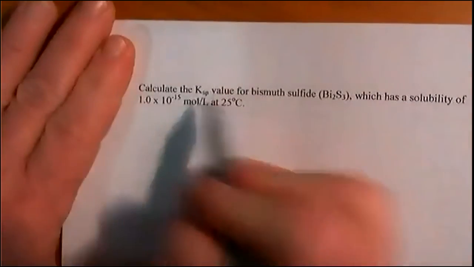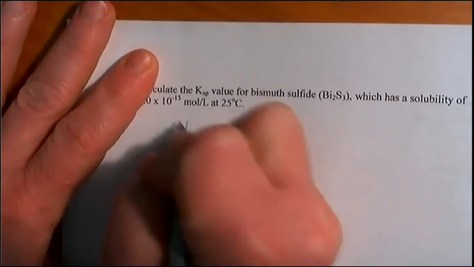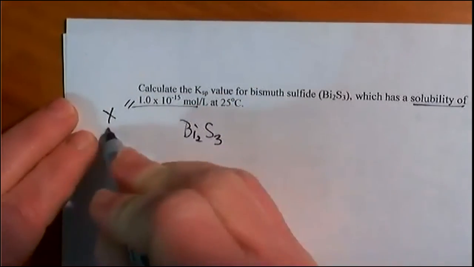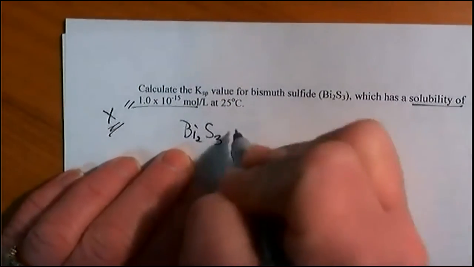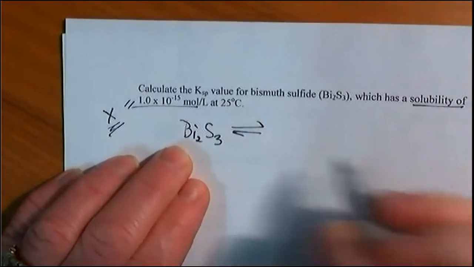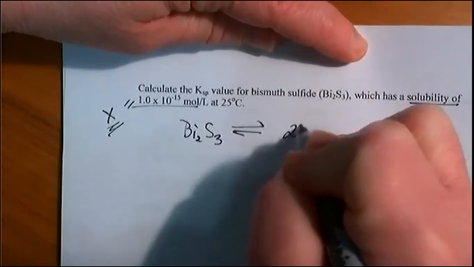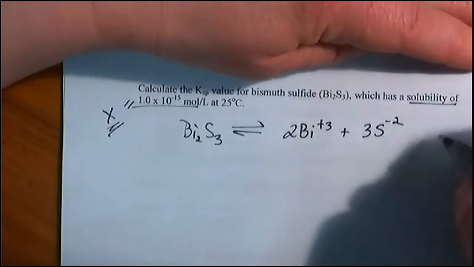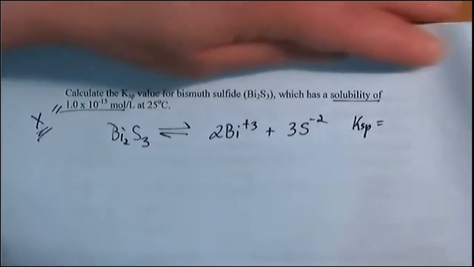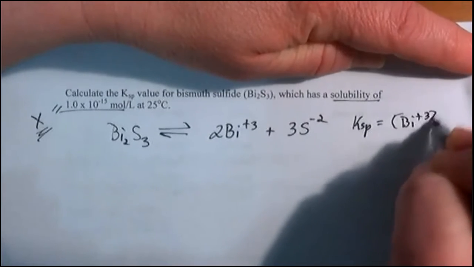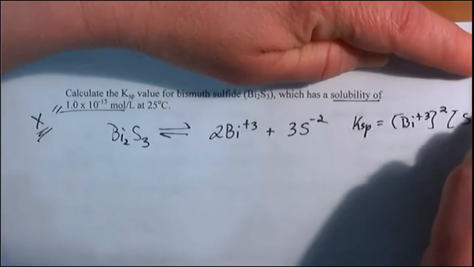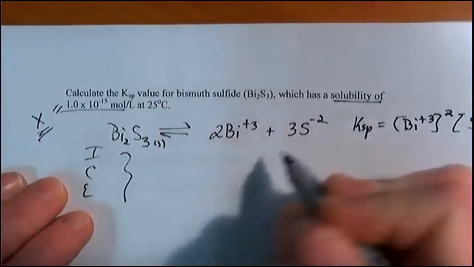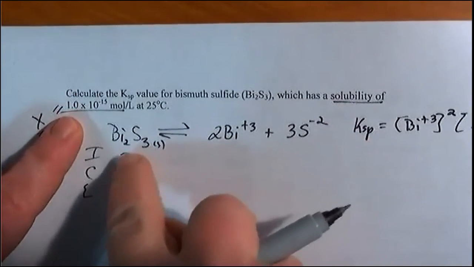All right, calculate the Ksp for bismuth sulfide, which has a solubility. So we know automatically that is our x. Okay, just be careful. This is not a 1-to-1 mole ratio. When this dissociates, we will get 2 bismuths and 3 sulfides. Be careful. So our Ksp expression is the bismuth ion squared times the sulfide cubed. All right, our ice table. Who cares about our solid? All right, but the solubility is referencing that.